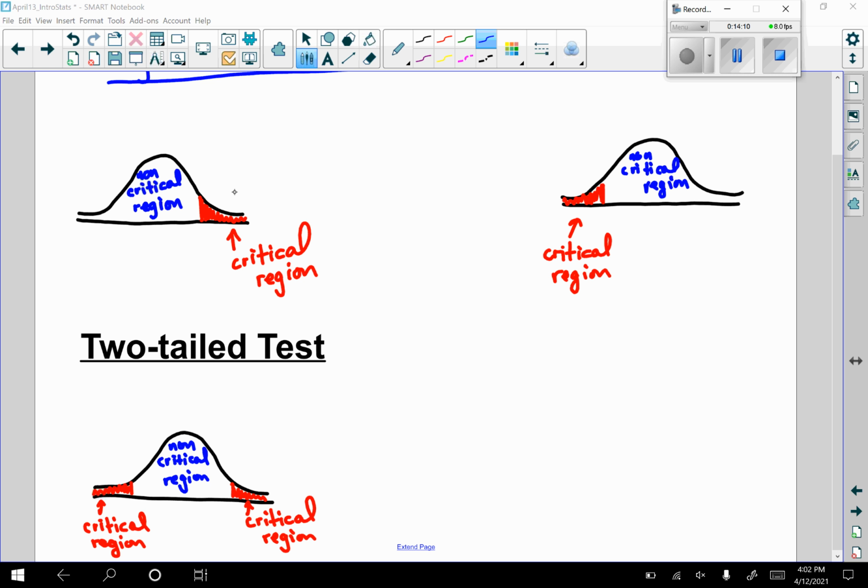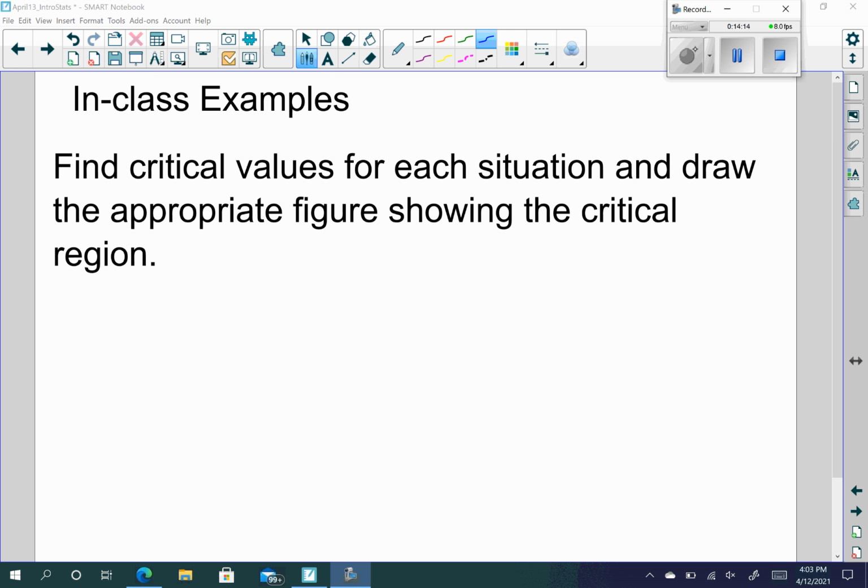All right, so we're going to finish up the in-class examples on the handout that I gave you yesterday. So the directions here are to find critical values for each situation and draw the appropriate figures showing the critical region. So in example A, we're told this is a two-tailed test, and we're given alpha is equal to 0.10.